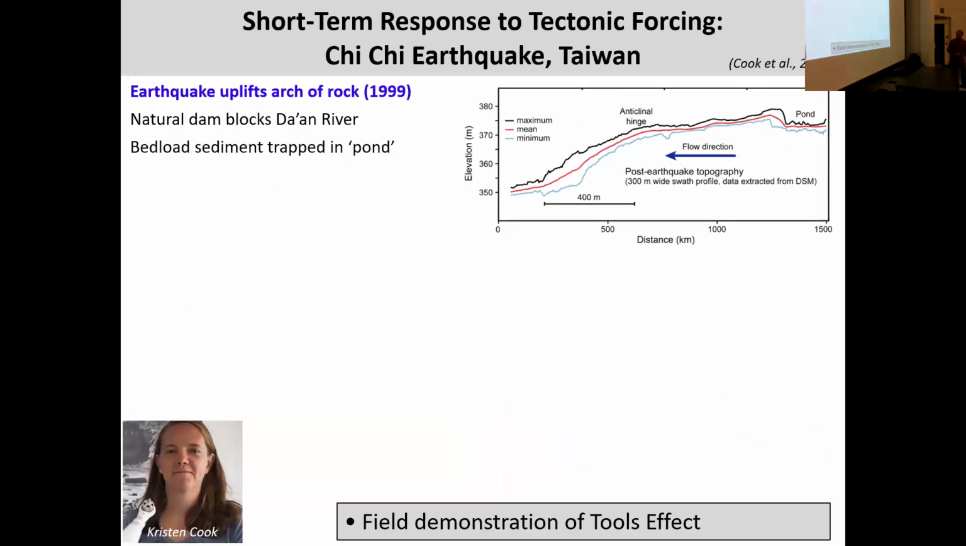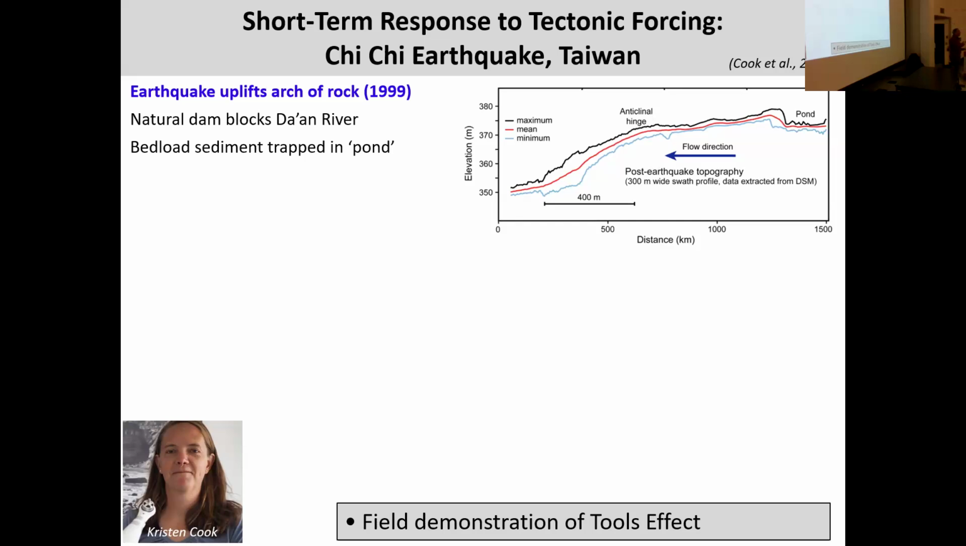And even better illustration of the importance of grain size and bed load sediment in river incision is provided by the work of Kristen Cook, who studied a river in Taiwan that was subjected to a big earthquake that created an anticline across the river. This is the Da'an River after the Chi-Chi earthquake in 1999. And the anticline, which you can sort of see in blue in this profile, actually dammed the river and created a pond or a pool behind it that trapped bed load.